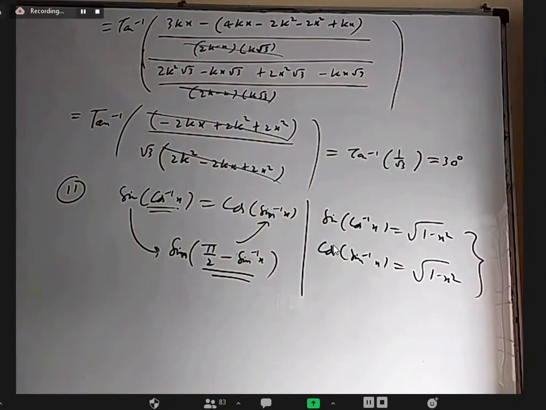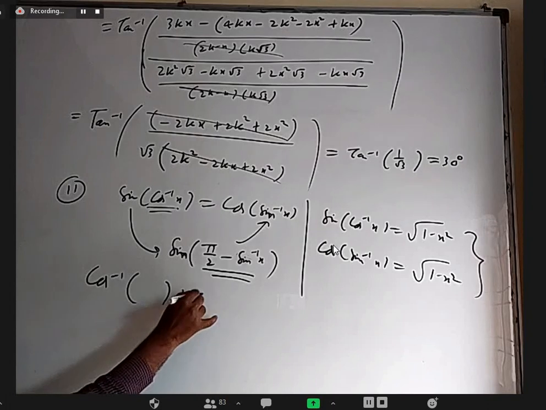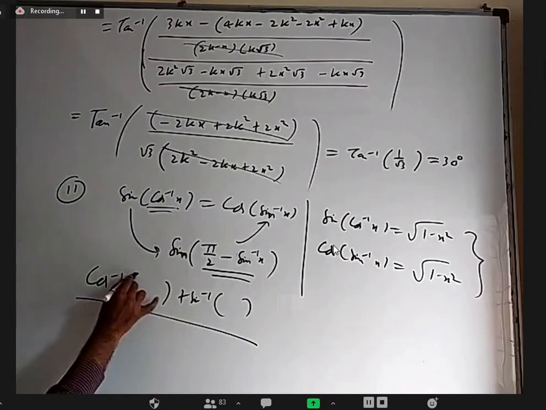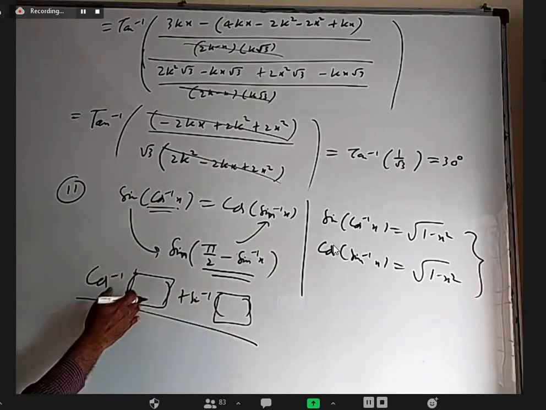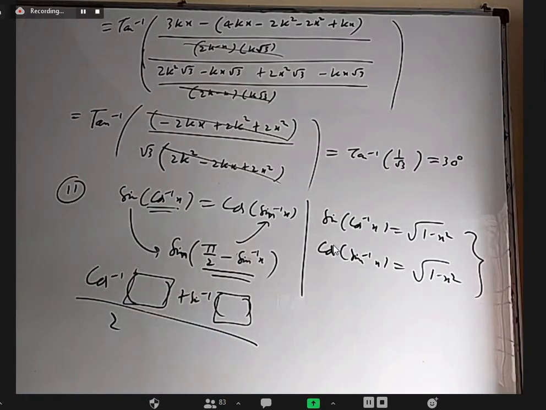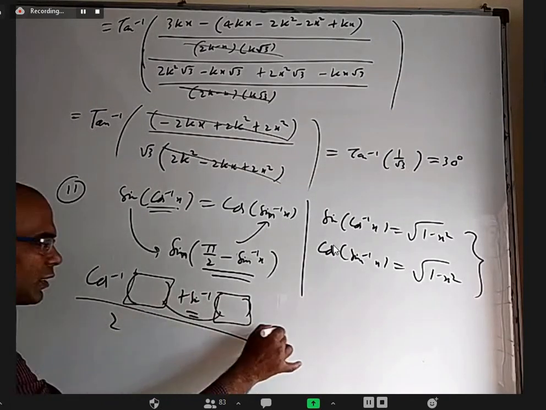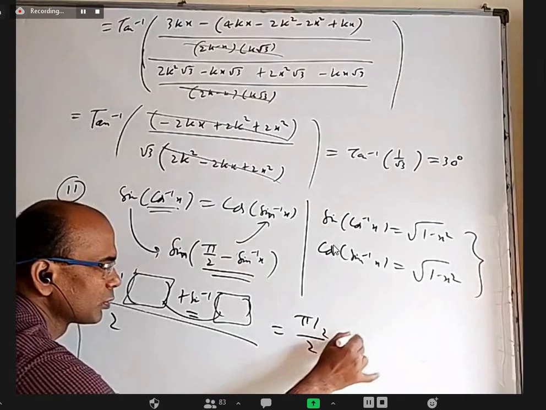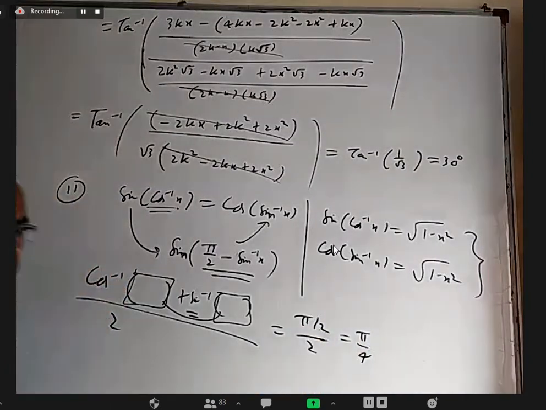Once their inner parts are equal, the question is we have cos inverse something plus sine inverse something by 2. But this part and this part are the same. When cos inverse k plus sine inverse k, the two k's are equal, it is pi by 2 only. So because these two are equal, I'm just writing in a rough manner, you can understand. It will be pi by 2 by 2, which is pi by 4. Once again, it may look like cos inverse of sine of cos inverse x, but actually it is quite simple.